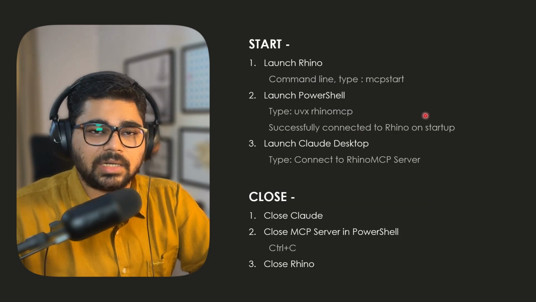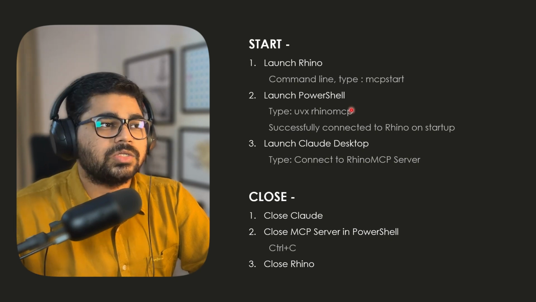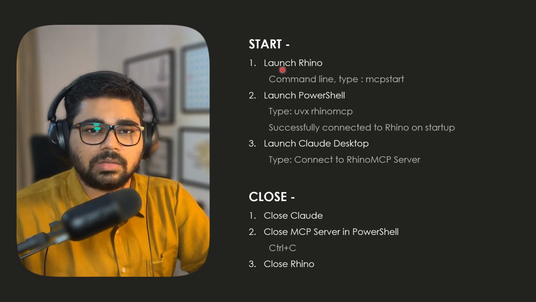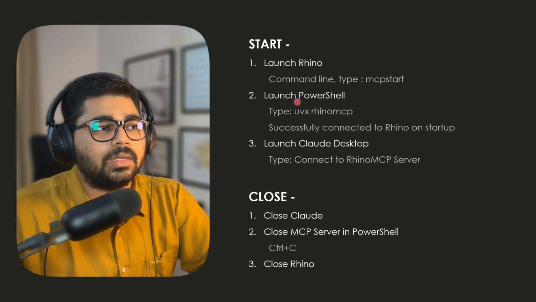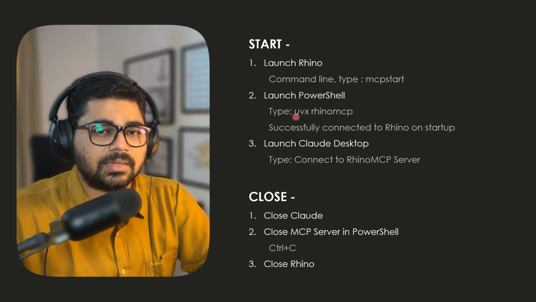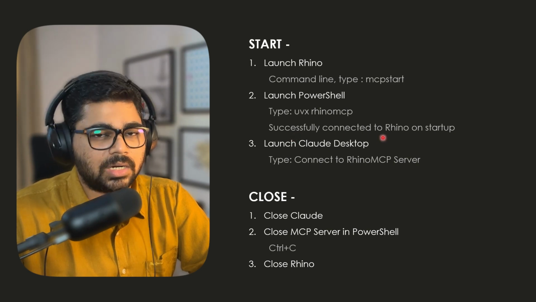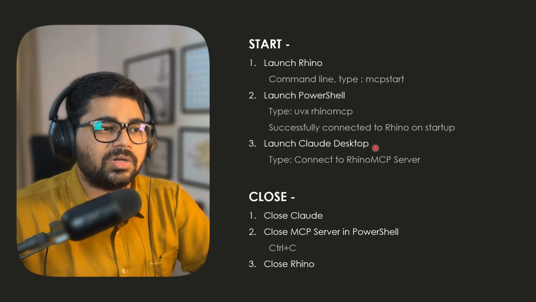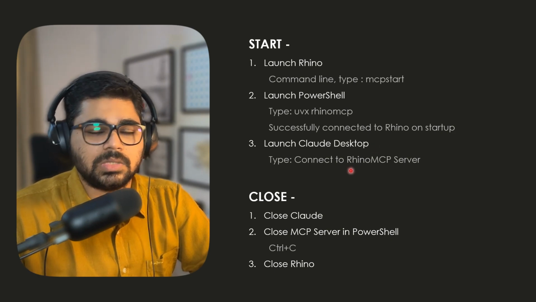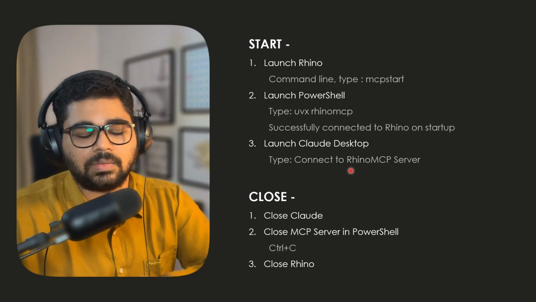And lastly, the checklist. Every time you start this, you have to do certain steps. Step number 1 is launch Rhino. In the command line, type MCP start like we did. Then launch PowerShell. There you type uvx rhino-mcp. It will tell you it successfully connected to Rhino on startup. Brilliant. Then you start Claude, and you say connect to Rhino MCP server, and that's it. And then you start creating, building, whatever.